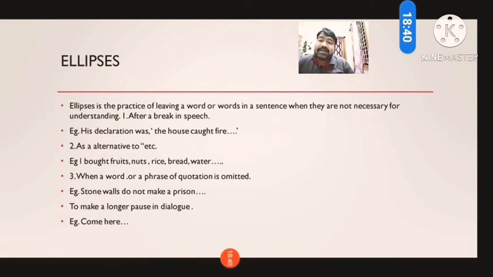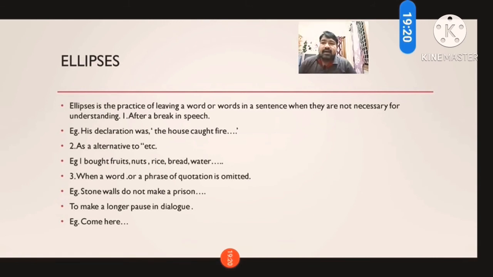a quotation is omitted. Now let us see an example of this omission. Example: stone walls do not make a prison... Now, to make a longer pause in a dialogue also, we can use it. Come here... Go there, come soon... Like that. In such cases, ellipses are used.